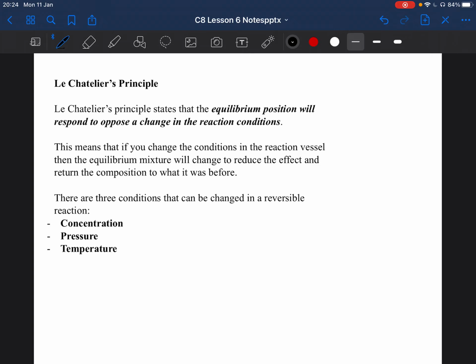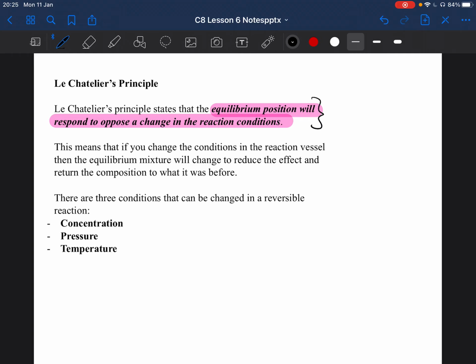Now, this lesson directly follows on from the lesson on reversible reactions because it's going to go through Le Chatelier's principle and how we can predict how an equilibrium will change based on how we change the conditions of the reaction. So I'm going to start by going through what Le Chatelier's principle actually tells us. And it's this bit I've just highlighted here. So Le Chatelier stated that the equilibrium position will respond to oppose a change in the reaction conditions.